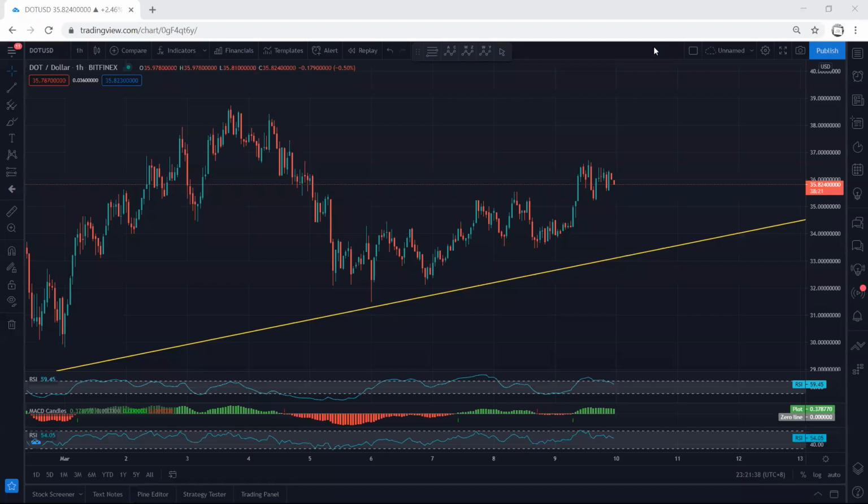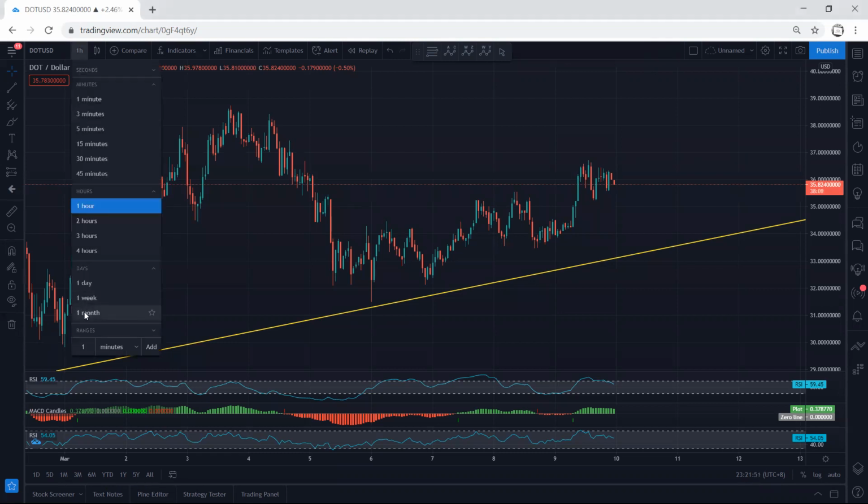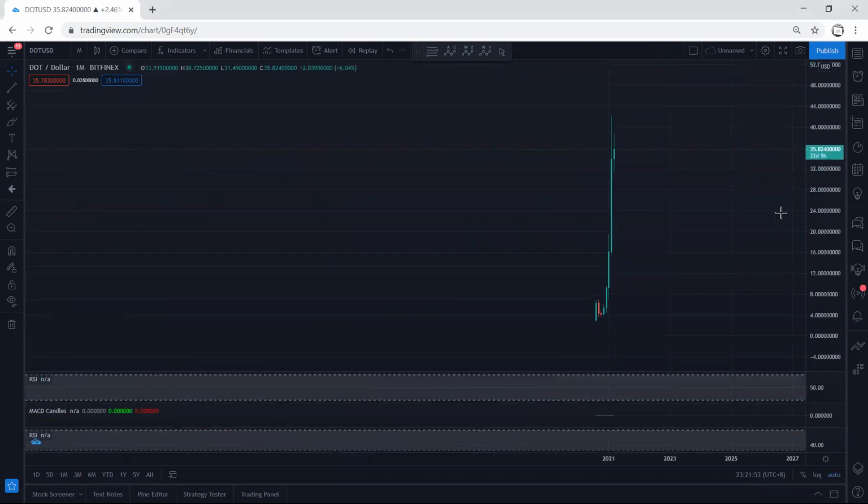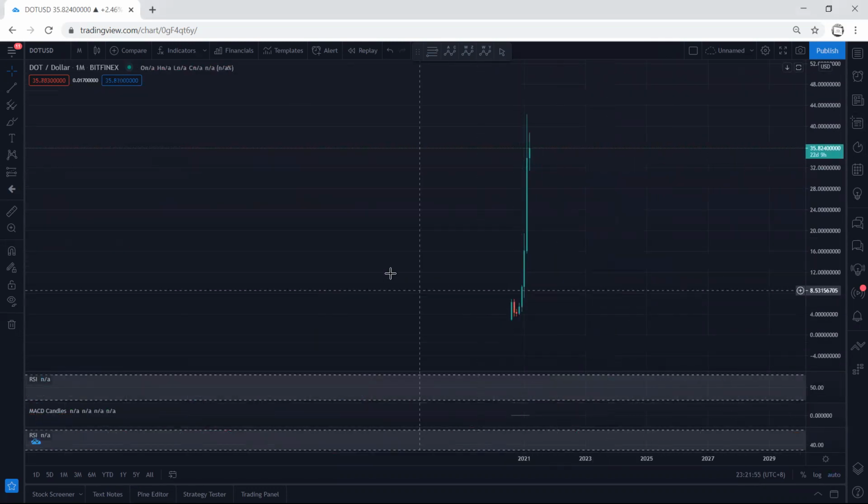Hey everyone, I want to analyze the chart for DOT. This is the first time I'm analyzing this chart because it's requested by some traders. First of all, we start with the higher time frame, monthly. The only thing I can see here is that this chart starts from the 1st of August 2020.